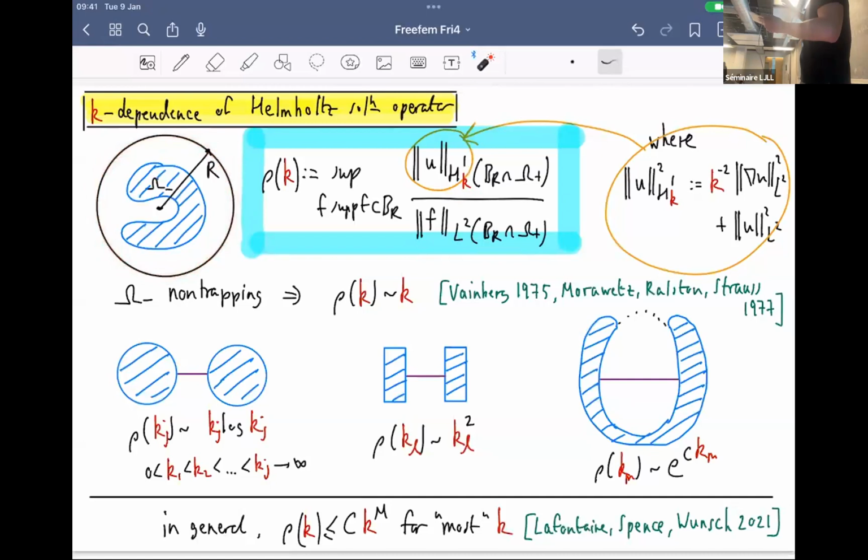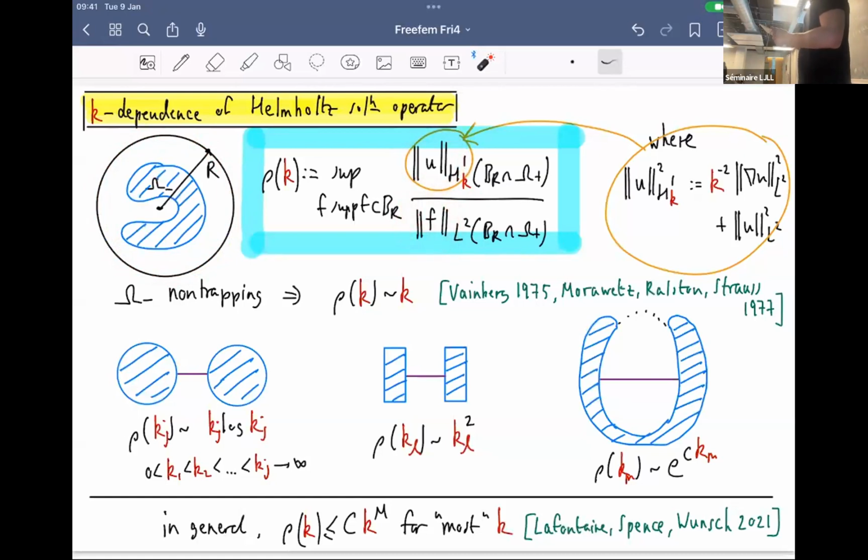And again, r is just arbitrary. It can be arbitrarily large, so we're not losing any information here. I'm working on some ball of radius r that contains the obstacle, and I'm looking at the data to solution map F to U, and I'm looking at the norm of that map.